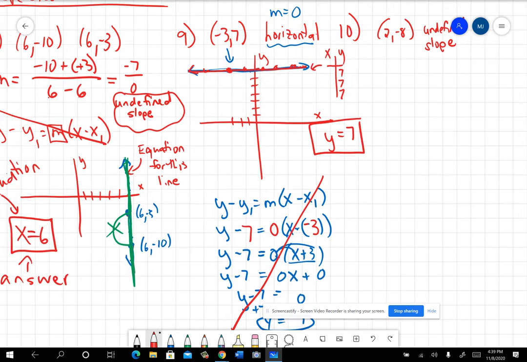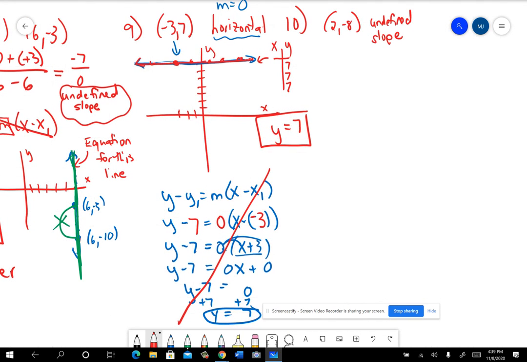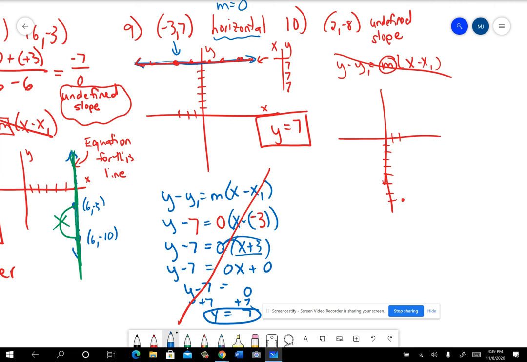All right, and so you need that on number 10. If you have an undefined slope, you can't plug it in. You can't use this formula because you don't have a number that you can plug in for m. So instead, you have to reason it out. So you have to think about 2, negative 8 would be somewhere down here, right? And you have an undefined slope, which means you're on a trail that you can't really walk on, right? This kind of trail.